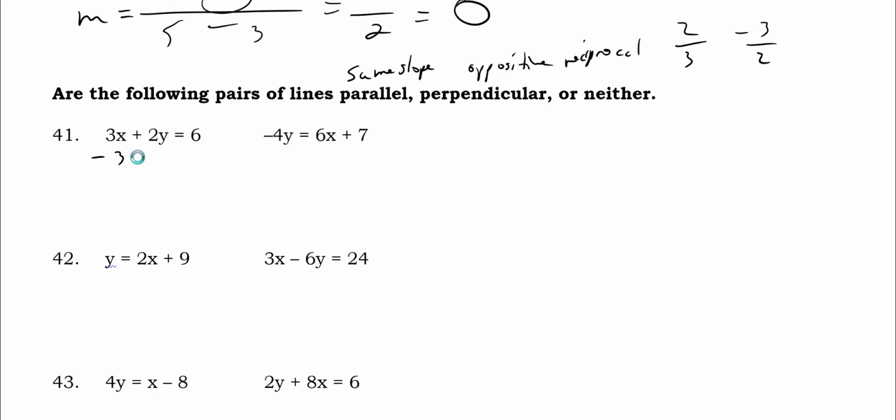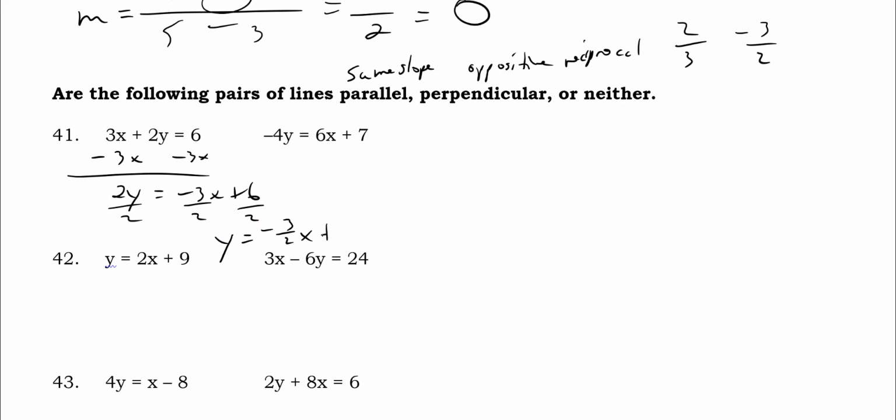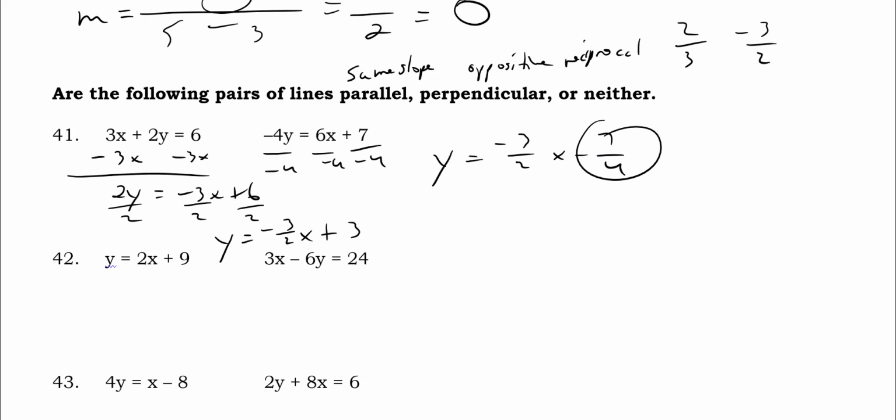So if I solve for y, I'm going to subtract 3x. I get 2y is equal to negative 3x plus 6, and divide by 2. So y comes out to be negative 3/2 x plus 3. And this one I just have to divide by negative 4. So y is equal to, if I reduce that, negative 3/2 x minus 7/4. Okay, I don't even care about this y-intercept. I only care about the slope. So I have negative 3/2 and negative 3/2. So this one is parallel. Okay, pretty easy.